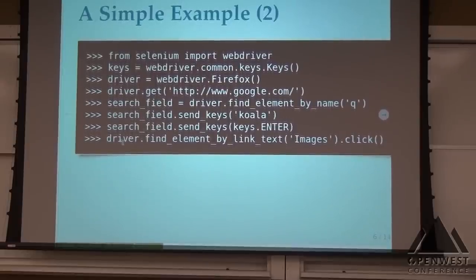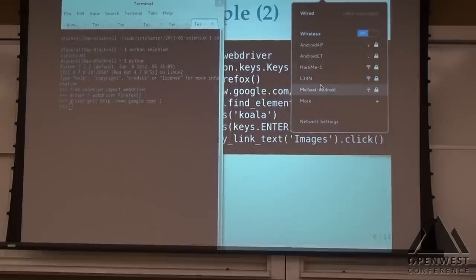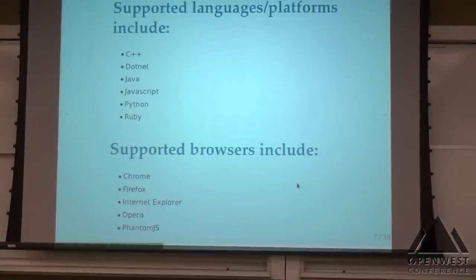And then on that new page, we can do another find element. This time, instead of doing the find by name, we're finding by text, the text that is within a link. And in this case, we're looking for the images link. And then we can click on that just to see if the network came back. It did not. Okay. So I wanted to actually demonstrate that because it's kind of cool to see it in action, but it's not going to work without the network.